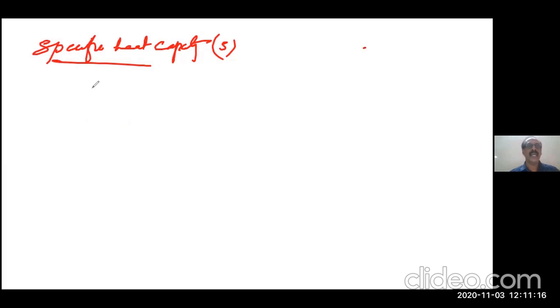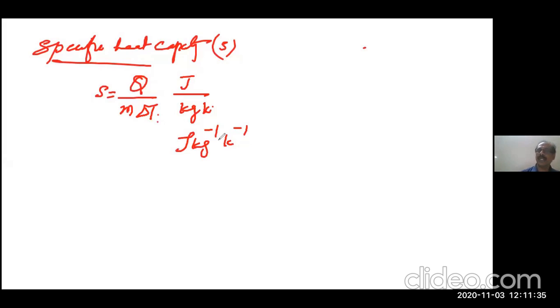Look, S is equal to specific capacity, amount of heat divided by mass and delta T. Amount of heat required per unit mass for unit rise in temperature. This is joule per kilogram Kelvin, or joule kilogram to the power minus 1, Kelvin to the power minus 1. This is specific capacity. Now, if you are multiplying by M, S M is equal to Q by delta T. This is joule per Kelvin. Kilogram is not there.